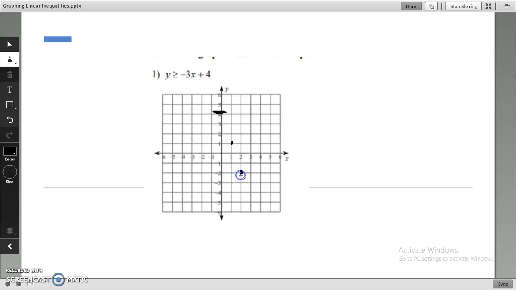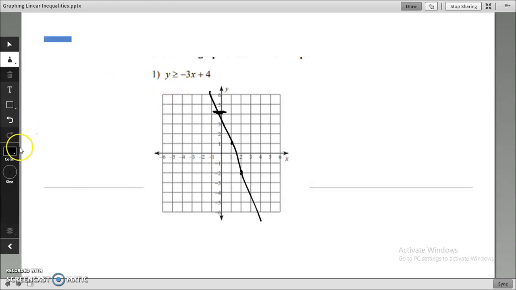Now, before I decide to draw my line, I'm going to look at my inequality. My inequality is greater than or equal to, so that means that my line is going to be a solid line. So I'm going to draw a solid line. I apologize for it not being straight. Then I'm going to say, well, this is greater than. So y is greater than.